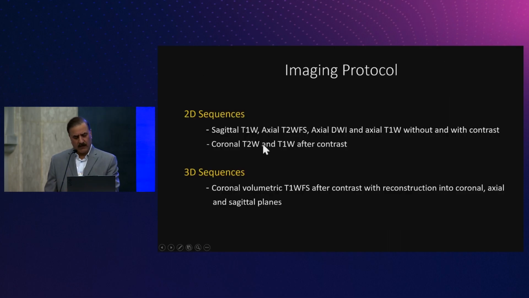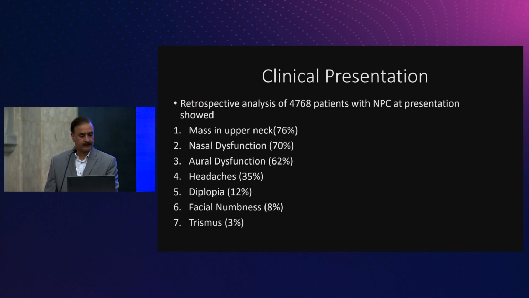Routine sequences are 2D, but we do 3D sequences, especially with fat saturation, to pick up these subtle changes, especially extension along the nerves.